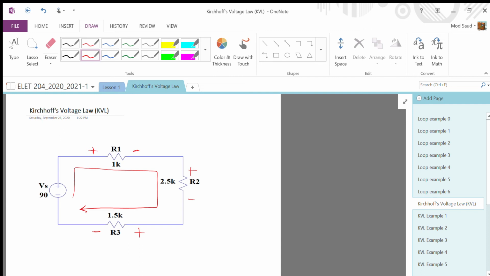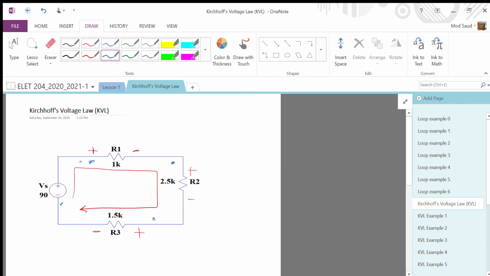Whenever you start, you start at the beginning of the element. This is the starting of the element, this is the starting of the element, and this is the starting of the element. If I want to start at R1, I have to start before it, assuming the current is entering the node at R1. So before the current enters R1, I start from here.